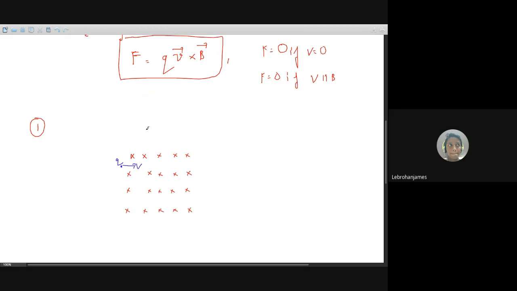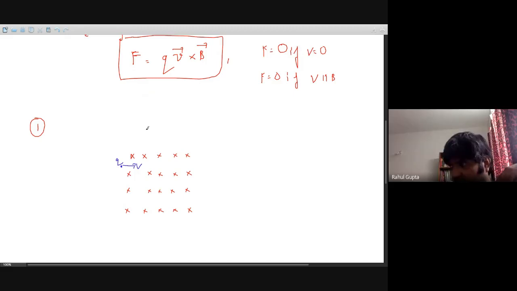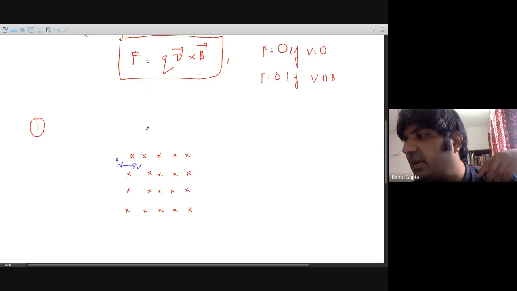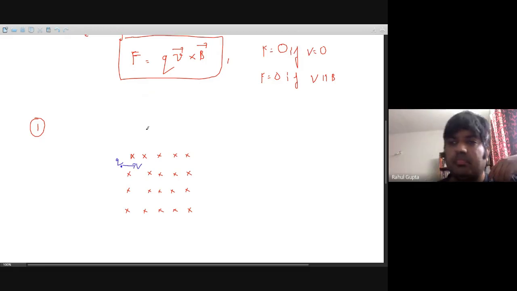Sir, we need to show where the force is going, right? So yeah, it would be upwards, vertically upwards. Correct. It will be vertically upwards.